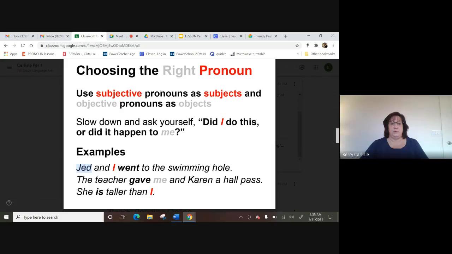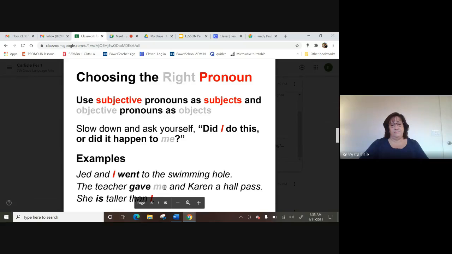And just remember choosing the right pronouns. If you've got two people, like Jed and I went to the swimming hole, you have to remember it's not Jed and me, even though it kind of seems like it might sound right, or you might even say that when we're talking. You're going to have to use the subject pronoun because it comes before the verb. On the other hand, it says the teacher gave me and Karen a hall pass. So you kind of have to look at me by itself and Karen. What sounds right? It wasn't the teacher gave I and Karen. No, you can't give I. You can give me, right? So you have to use the objective case.